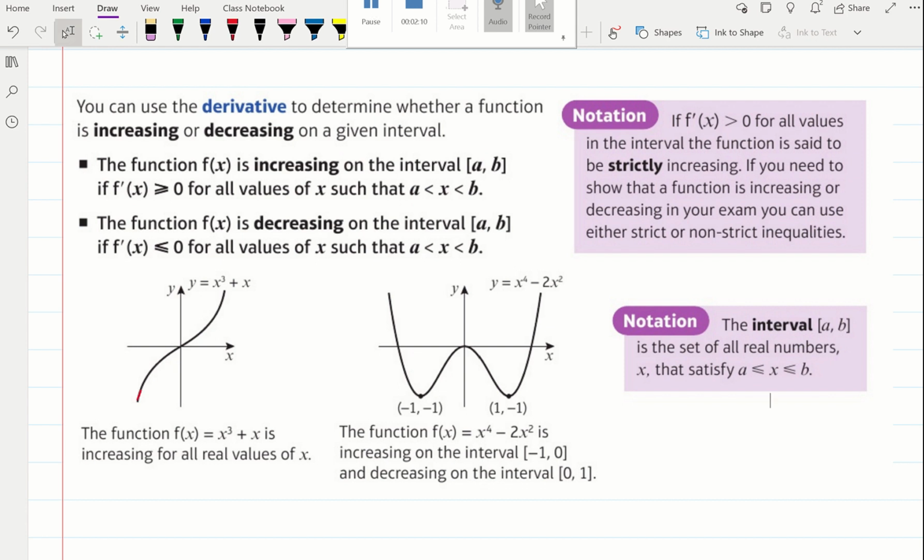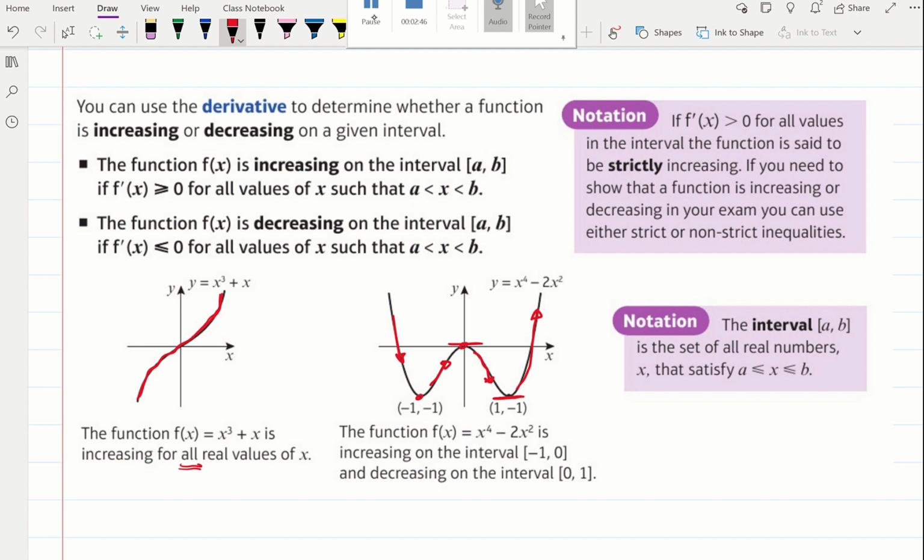This function you can see is increasing. It's sloping upwards throughout for all real values of x. This function is different. You have a decrease up to here. This is a turning point, so dy over dx is 0. Then it increases up to there, and that's a turning point. And then it decreases again, and that's a turning point. And then it increases. So you have to define your interval.